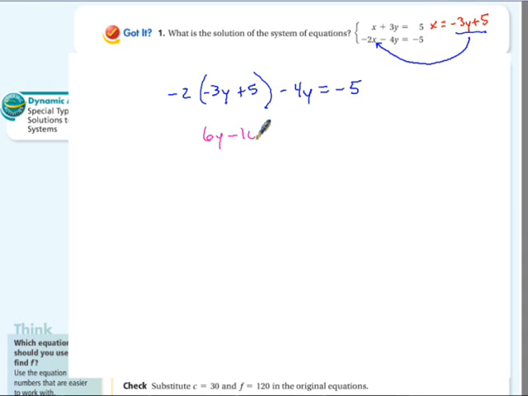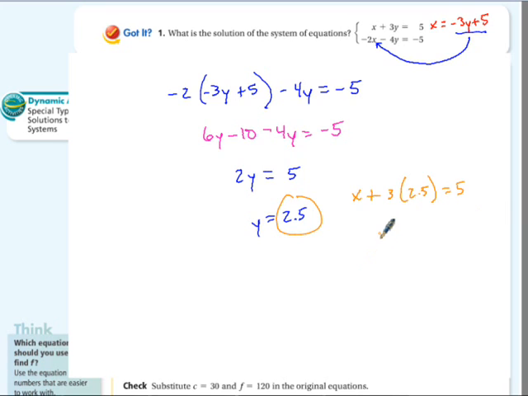This is 6y minus 10 minus 4y equals negative 5. Over here on this side, we end up with 2y, and on that side we have 5. So y equals 2.5, or 5 halves, or however you want to think of that. Then from here we substitute this into either equation. Now the top equation was just simpler, so I'm always going to take the lazy way out and substitute in there. x plus 3 times 2.5 equals 5.